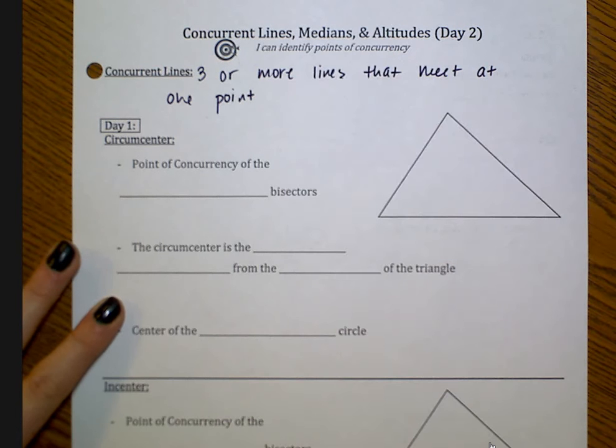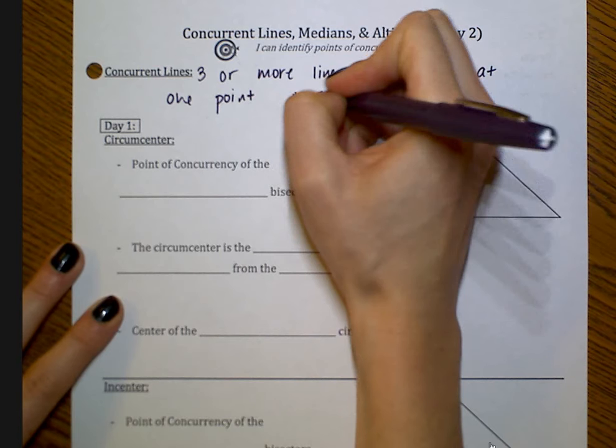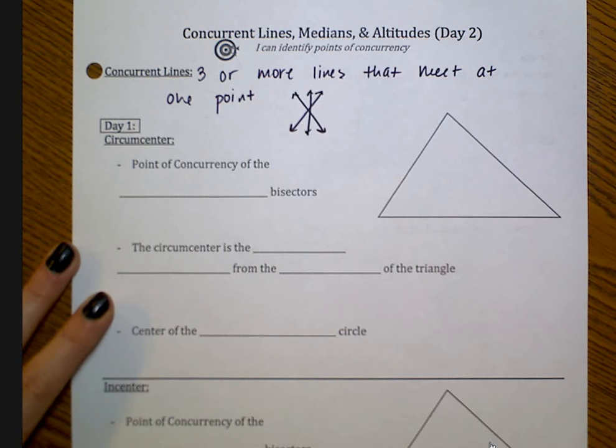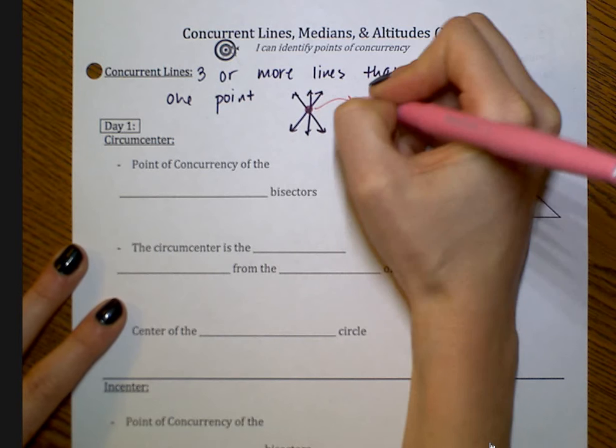Okay, so remember we said yesterday when 3 lines come together, where they meet, that is called a point of concurrency.